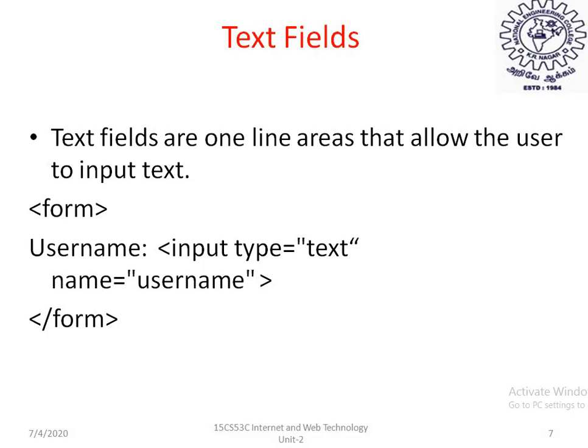Next we are going to see the syntax of the text field. A text field, which we also call a text box, is a single line area to collect information from the user. The syntax for a text field is input type equal to text, and the name is optional. You can give name equal to username.